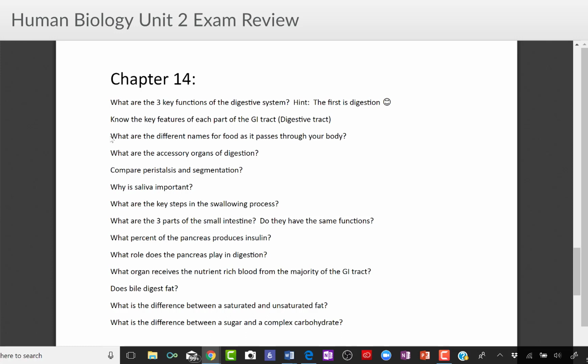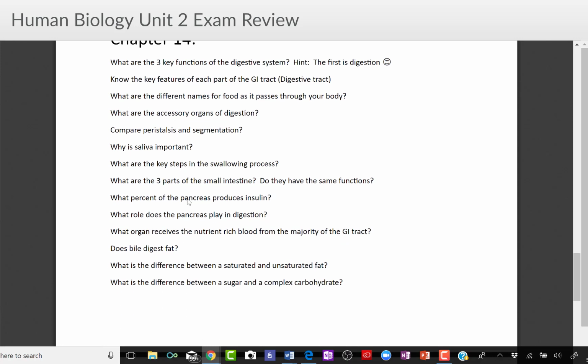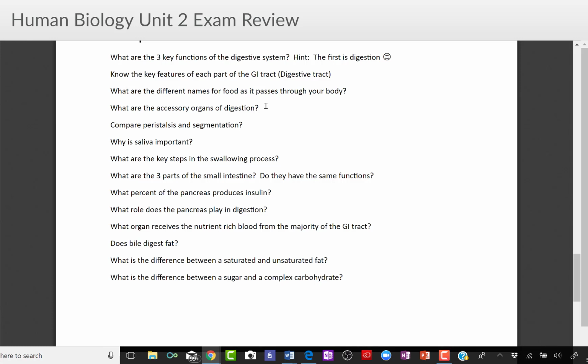What are the different names for food as it passes through your body? It's food when you put it in your mouth. Once you've chewed it up and turned it into this oval lubricated mass, it's now called a bolus, B-O-L-U-S. Once it's become this syrupy liquid after the stomach's done with it, it's called chyme, C-H-Y-M-E. And once it's in your large intestine and it's had the water taken out of it and you're ready to defecate it, it is called feces. All right, what are the accessory organs of digestion? That's going to be salivary glands, liver, gallbladder, pancreas.